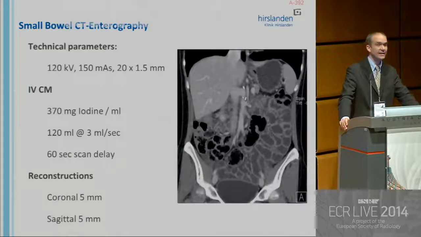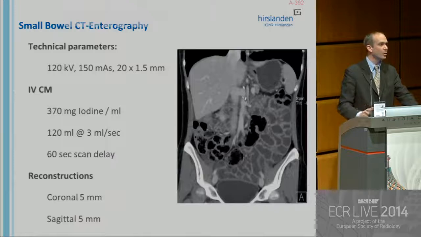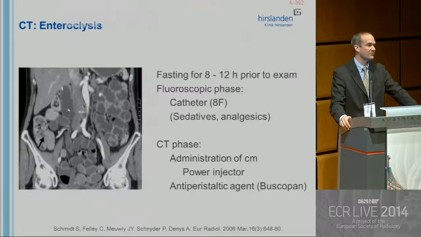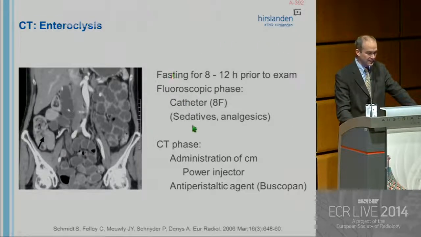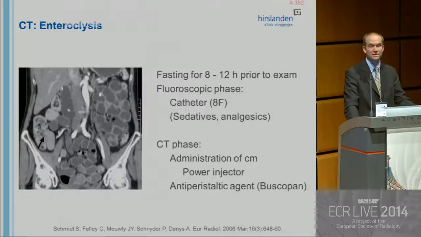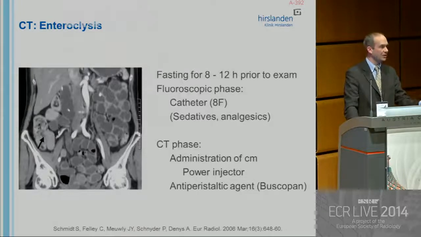If you do CT, it's more or less an abdominal CT. That is the protocol that we use. It's more or less a normal standard abdominal CT, again, with the preparation for the distension. It's also possible to do a CT enteroclysis. Again, you have the enteroclysis part, and then you have the CT phase. In the enteroclysis part, you place the catheter, you don't give the contrast, you put the patient into the CT or into the magnet and apply the contrast.